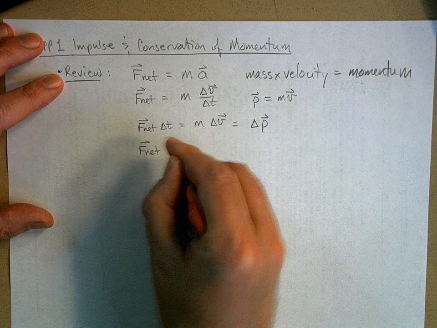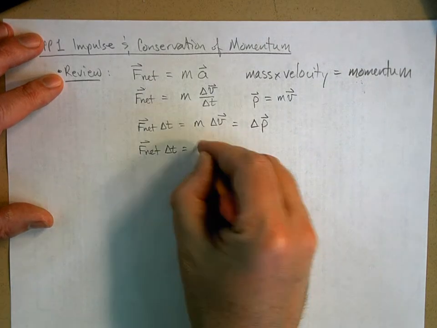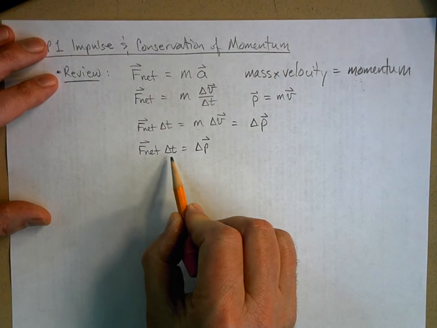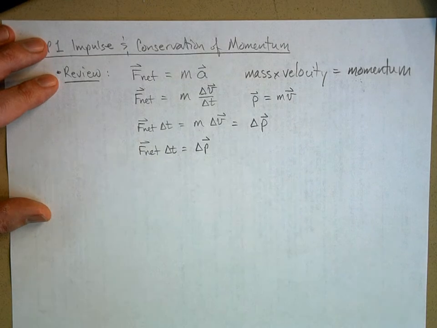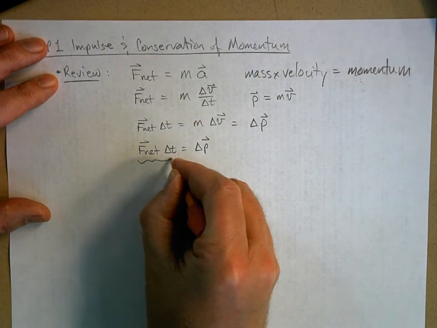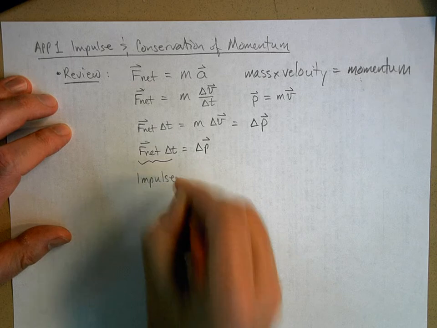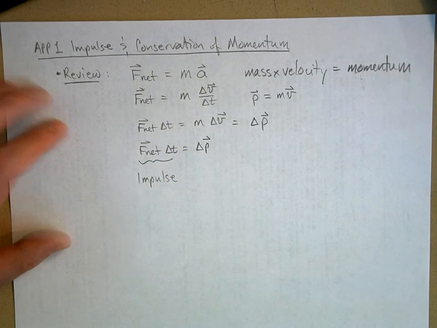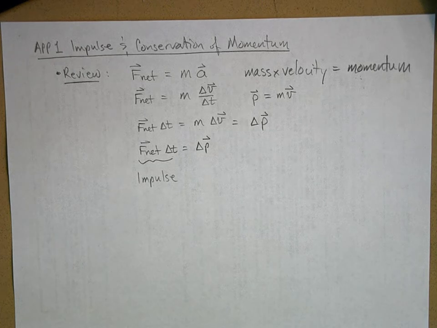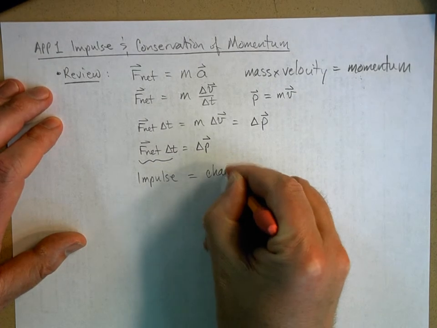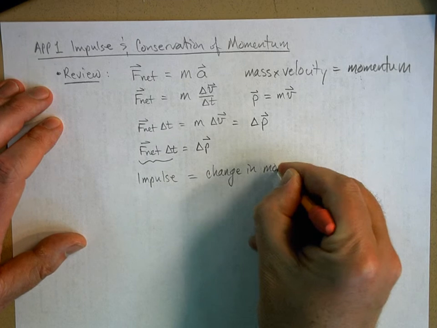So we have this neat little expression that's very easy to derive, and yet very, very profound. The net force applied for a period of time is equal to the change in momentum. Now, we have a name for this. This is called impulse. When you apply a net force to an object for a period of time, the product of that force times time gives you what we call impulse on an object. And that's equal to the change in momentum.